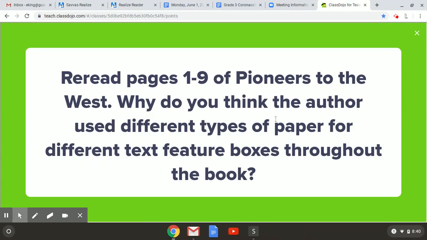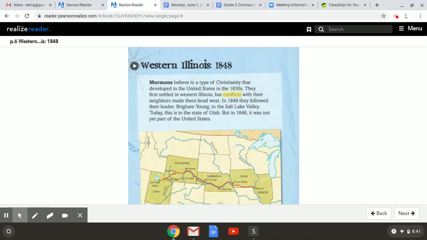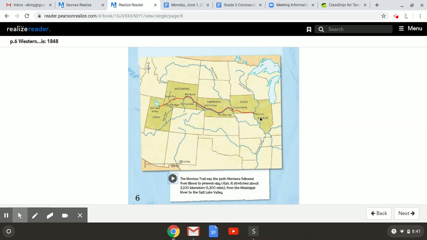Okay, so this is our third video. Again, we're focusing on our focus question: Why do you think the author used different types of paper for different text feature boxes throughout the book? We've discussed that a couple times now. We see that he uses different types of paper just so that each text feature will stand out and we'll know the difference between each type of text feature. For example, the captions are on a different type of paper than, say, just the regular text.